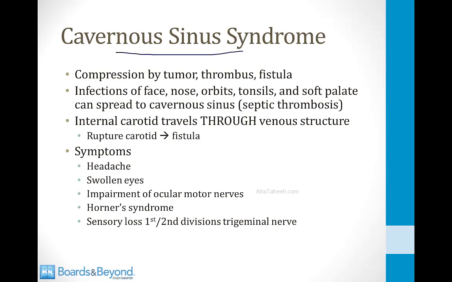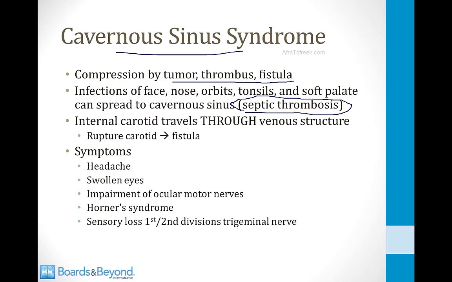This is when you have compression of the cavernous sinus by a tumor, a thrombus, or a fistula. One of the ways this can happen is infections of the face, or maybe the nose or the eyes, or even the tonsils or the soft palate can spread to the cavernous sinus. This is called a septic thrombosis, and so you get a collection of bacteria and blood clot that compresses those structures in the cavernous sinus.